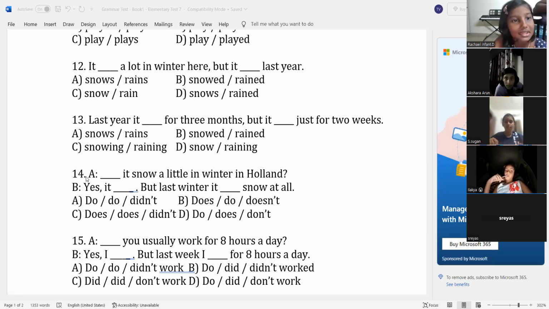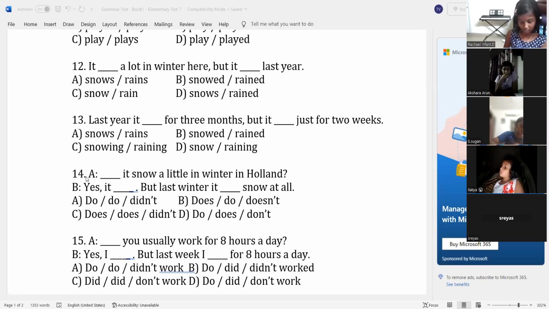Super. Here, B, R, C, R, D. So it's C. Does it snow a little in winter in Holland? Yes, it does. But last winter, it didn't snow at all. Simple present, then simple past. Super! That's why the split is very important. Very, very important with all that. Akshara, 15.